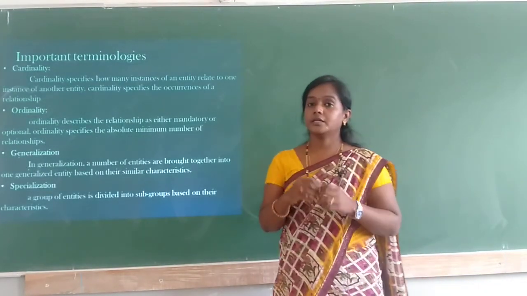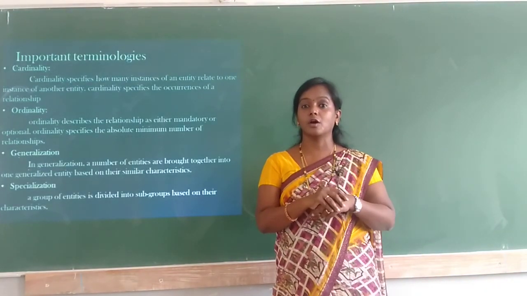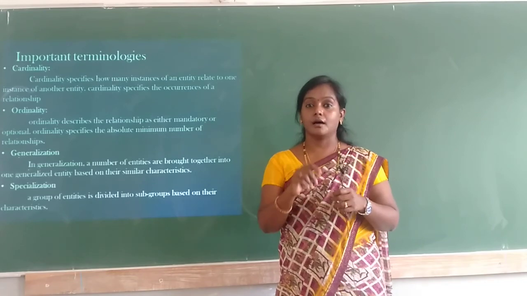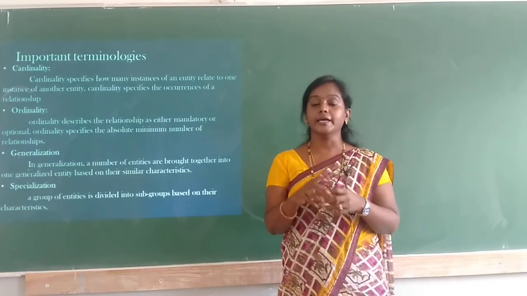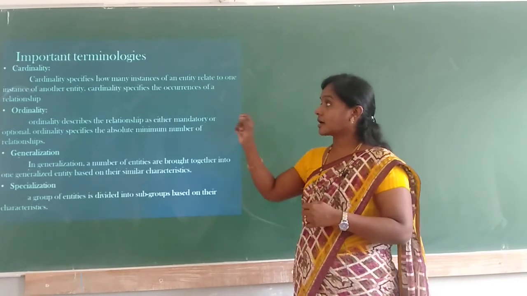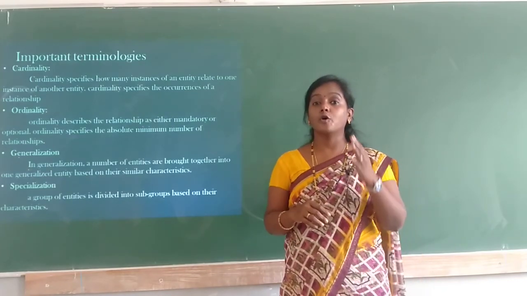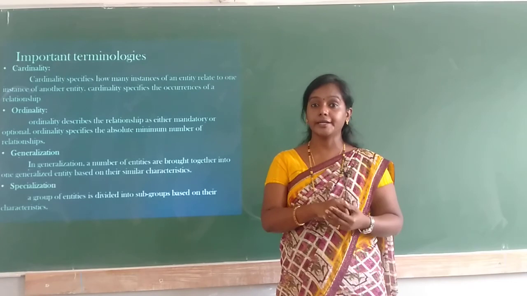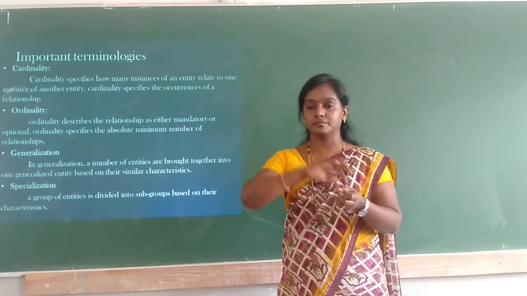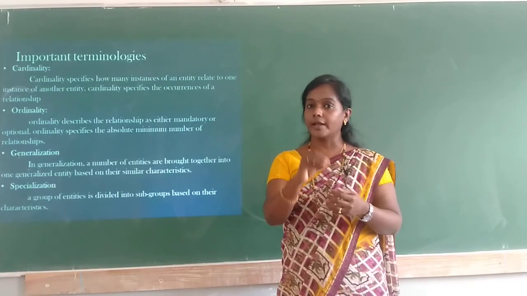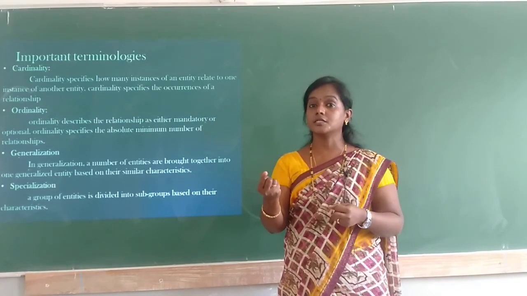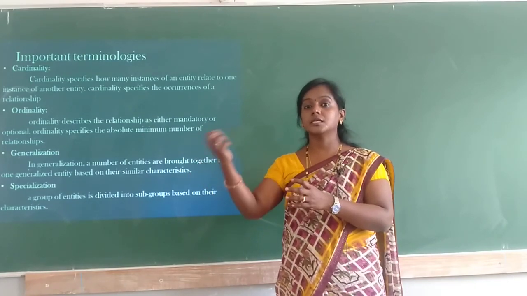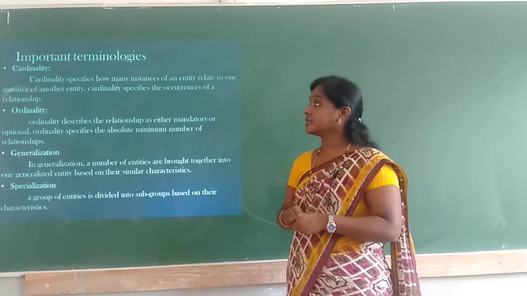So next we have some important terminologies of relational database management. The first one is cardinality. Cardinality specifies how many instances of one entity set are involved in the relationship with how many instances of another entity set.